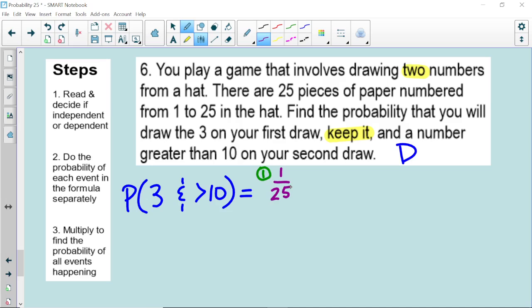Now for event 2, Brenda's taking that 3 and Brenda is keeping it. So Brenda kept that 3. Now when Chloe goes to take a number, how many numbers are left for Chloe to take? 24. Because Brenda kept one of them. So there's 24 left over.